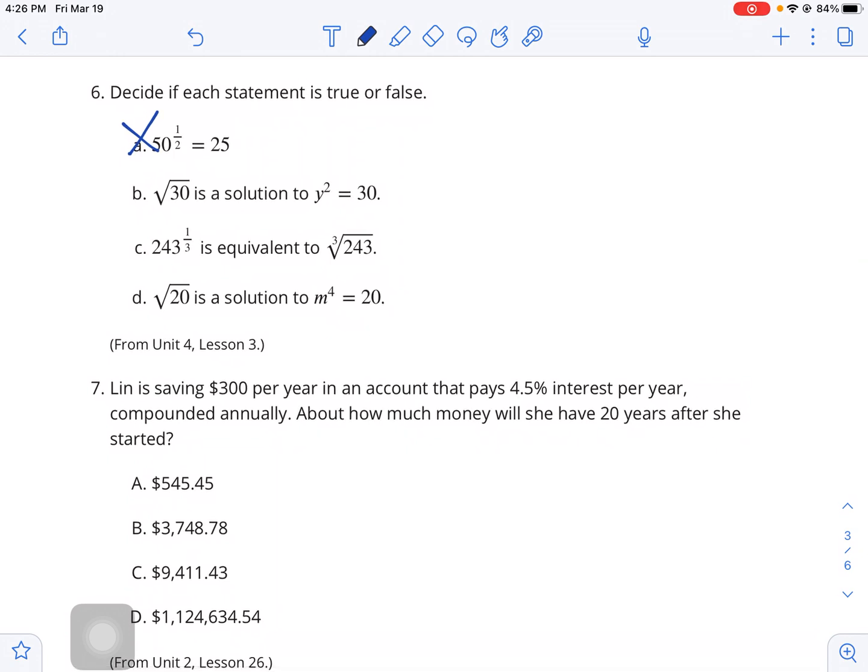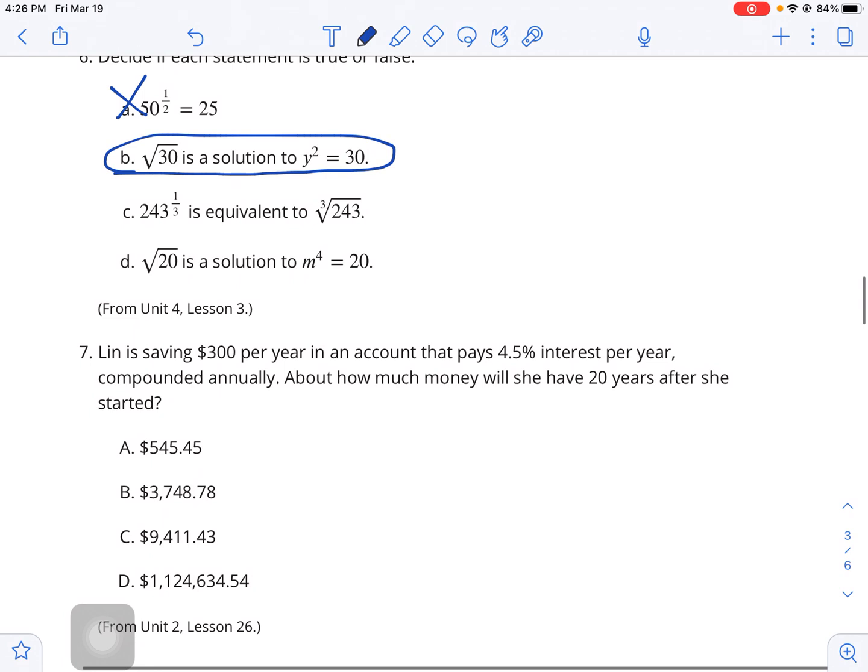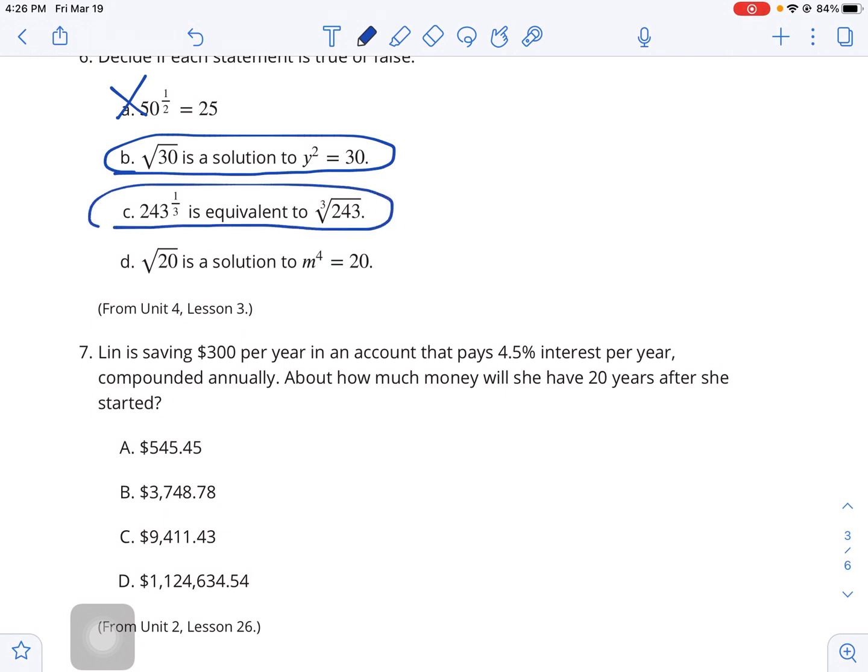The square root of 30 is a solution to y squared is equal to 30. That's correct. When we take the square root of both sides, the positive square root is one solution. 243 to the 1/3 is equivalent to the cubed root of 243. That's also correct. And this is nonsense here. The square root of 20 would not be a solution to m to the 4th is equal to 20.